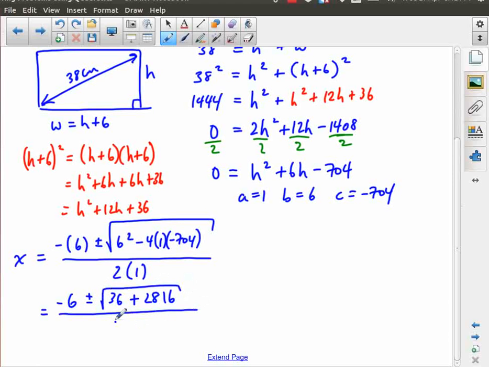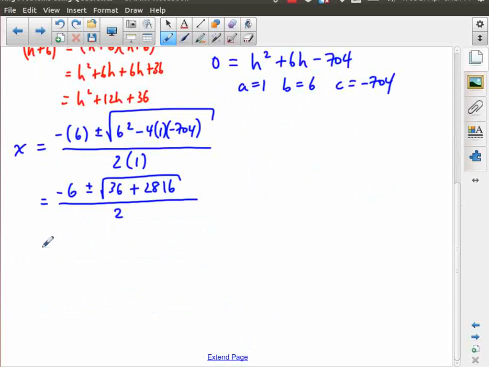You can see that what's in the square root, which is the discriminant, is going to be greater than 0, so that's 2 solutions. Negative 6 plus or minus the square root of 2852, divided by 2. Now, if things work out the way I suspected they would, then I'm actually going to be able to take the square root of 2852 and get an actual, nope, I was wrong. It's not a perfect square.